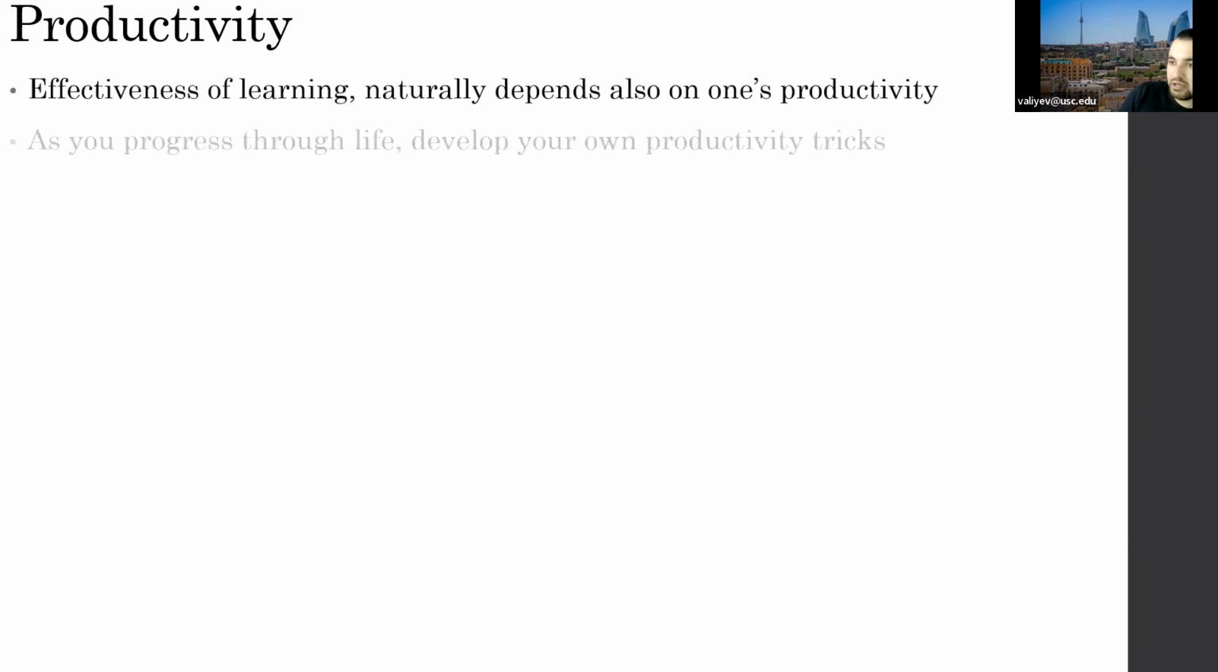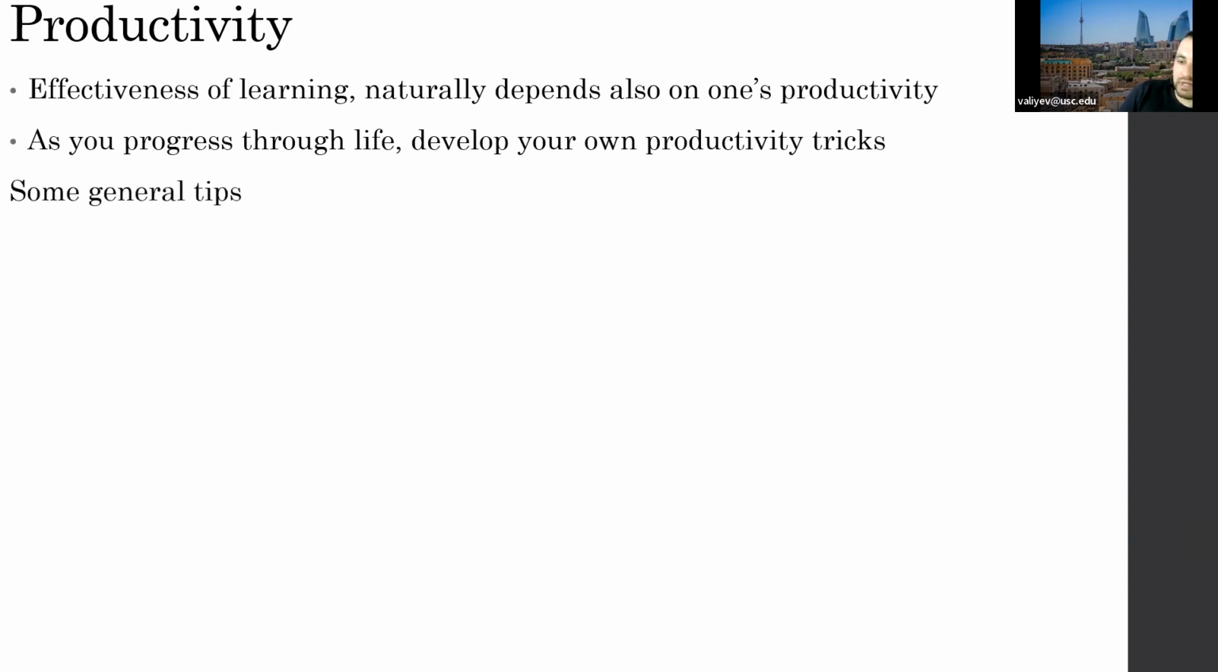And the last thing I wanted to mention, which is very important for making your learning effective, is how productive you are. The effectiveness of learning depends on how productive the person is. As you progress through life, I know that it's different for everyone, you start to feel what works for you and what doesn't, because you can always hear some advice from people out there or on the internet, but it doesn't work for everyone. So you should find your own ways. But there are some general tips which are applicable for everyone.